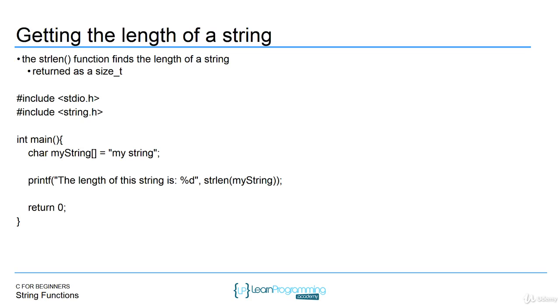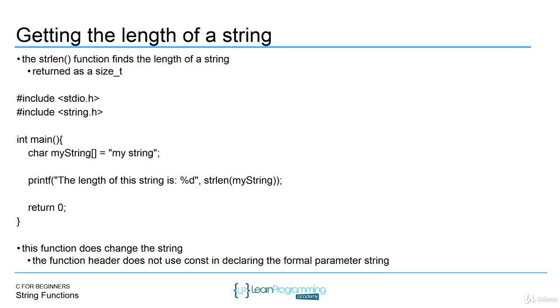It's one of the most often used ones because you often want to get the length of a string when you do validation checks or anything really. If you want to make sure there's no buffer overflows, you can do that as well. This function does not change the string, so the function header uses const in declaring the formal parameter string. If you were to go and look at string.h inside usr/include in your directory, you would see it there.